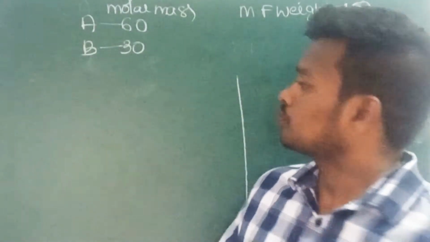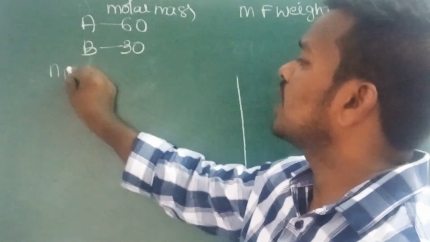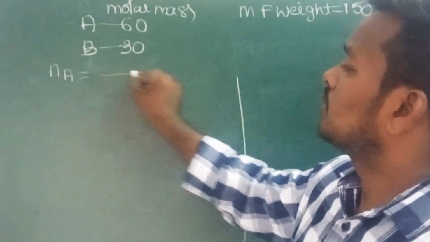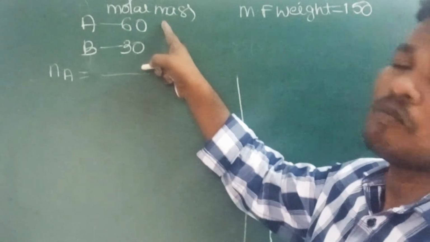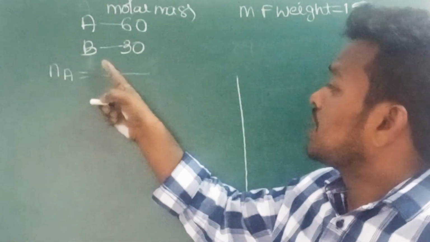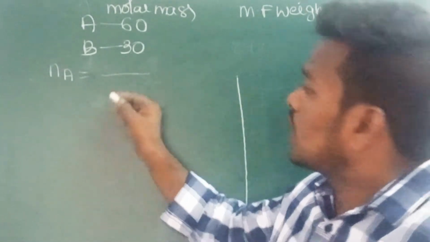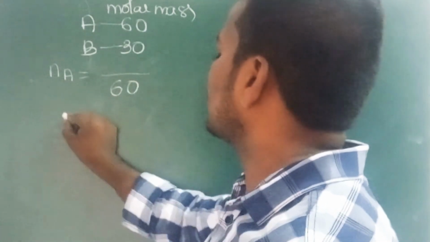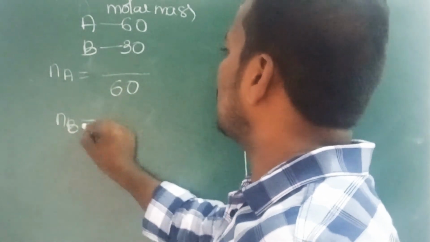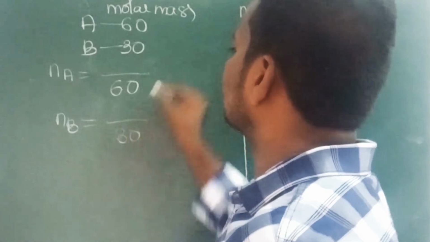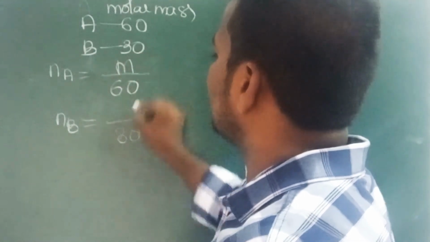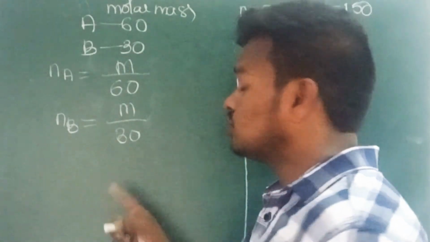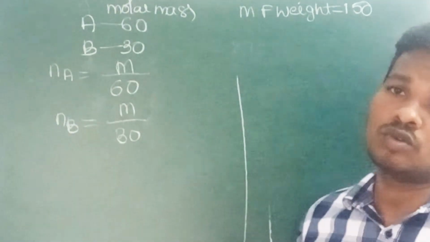Now you can see the number of moles of Na. How many? Given mass they didn't give. This is called molar mass, which we have just discussed: given mass by molar mass. Molar mass of Na is 60, and Nb is 30. I can take the given mass as m here also. From this we have to find out the number of moles.